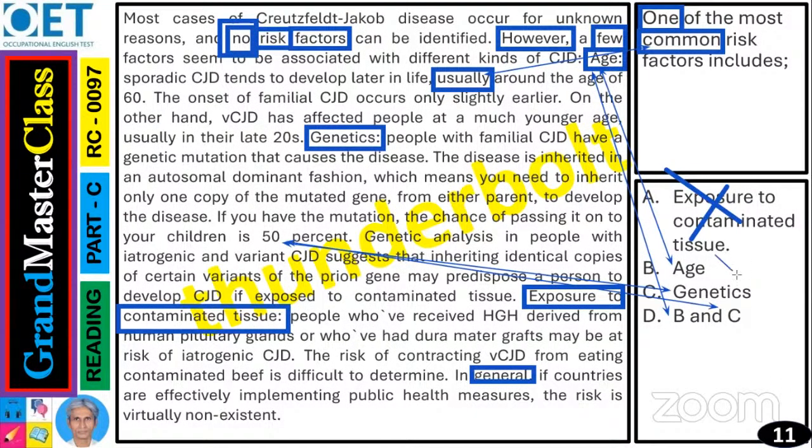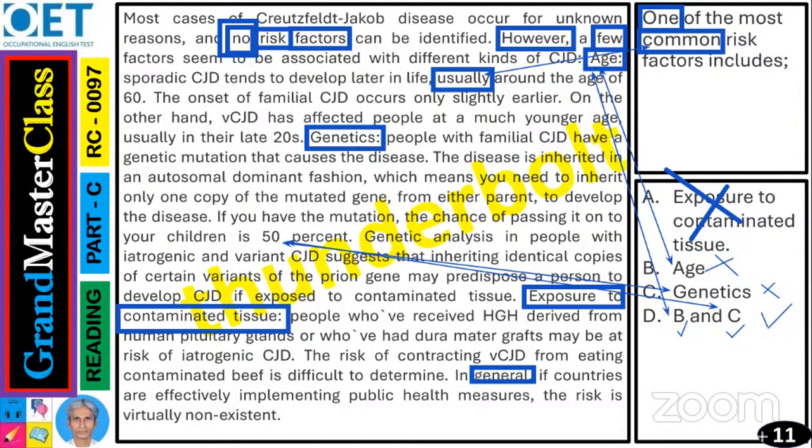Okay, B is ruled out because this is only B. C is ruled out because it is only C. And B is right and C is right. So this B and C is right. Here three answers are right. B is right, C is right, B and C is right.